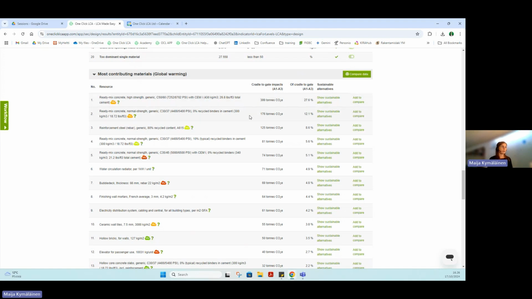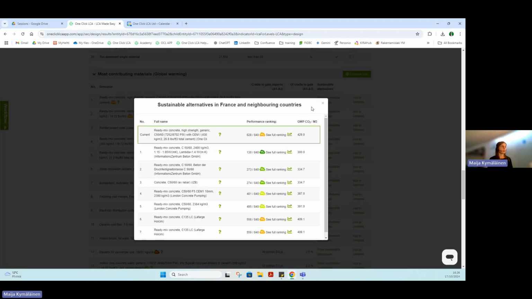And to make this even easier, we have these sustainable alternatives here. If you click it, you will be taken into this list. It shows you sustainable alternatives in France and also in neighboring countries. Our current option is this, and we can see the carbon intensity cloud here. It's orange, so basically any one of these would be a better one. So we can investigate if these are something that we could use. If it's something that's not relevant, then that of course has to be taken into account.